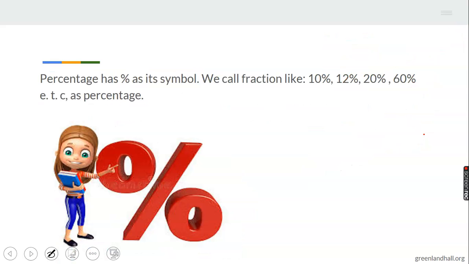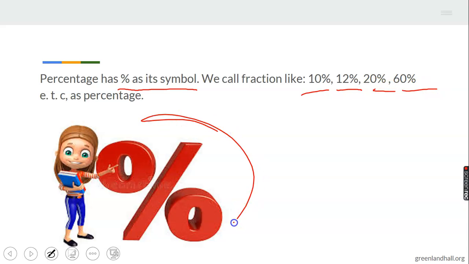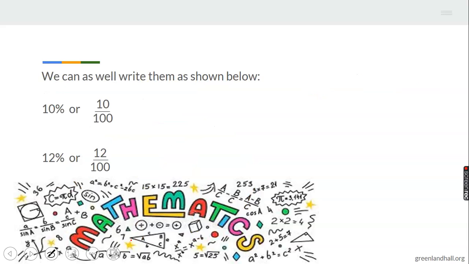So percentage, like we have said, has this symbol. We have so many various ways we can represent percentage. For example, we can say 10%, 12%, 20%, 60%, etc. But regardless, you have to know that it comes with a symbol. So percentage will go with that symbol. We'll move further to the next one. We can write percentage this way.